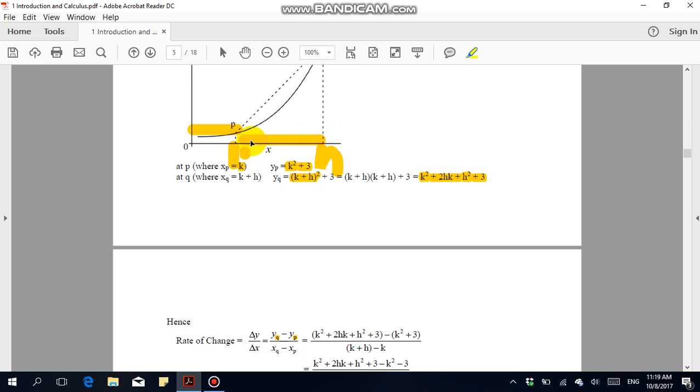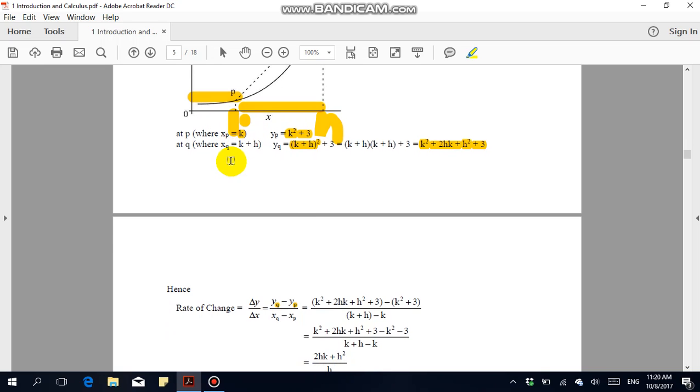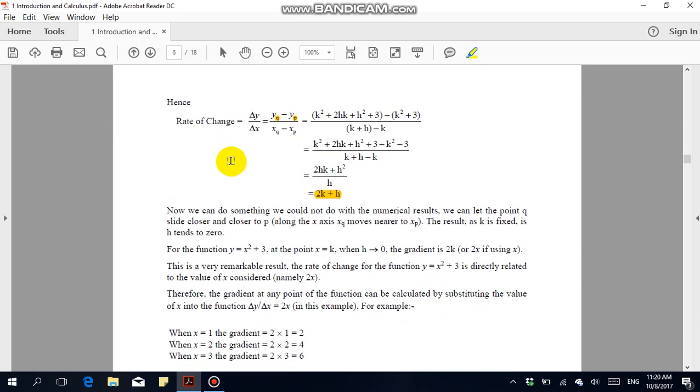So as I move this closer and closer, for example, I decrease the units from 5, 4, 3, to 1, to 0.75, 0.5, 0.25. So the value of h, as you see, the distance is tending to 0. However, the value of k is still 5. The value of k is still constant. This is just what he's trying to tell you over here.